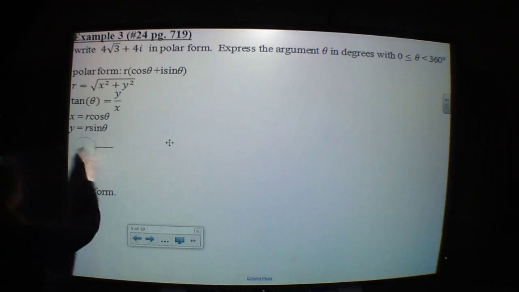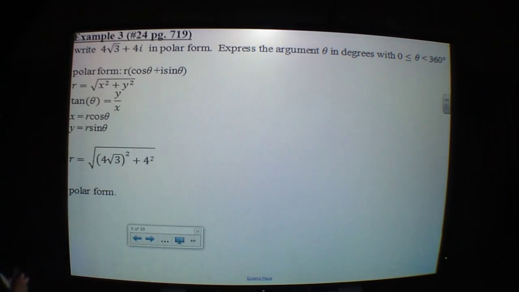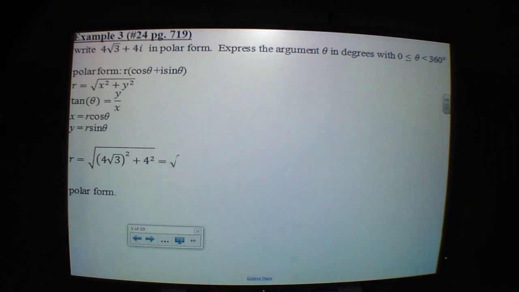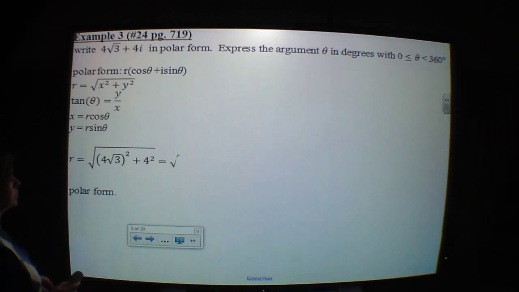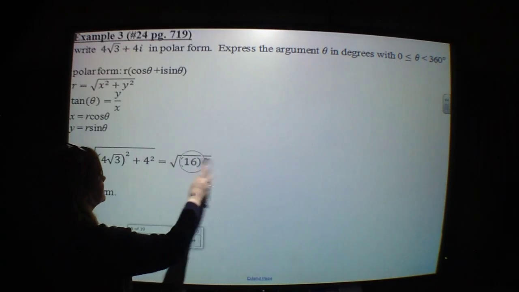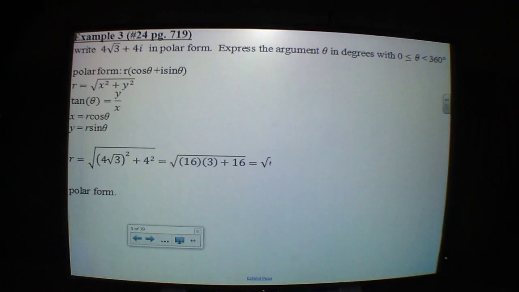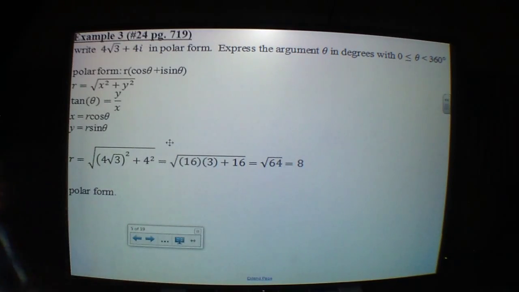So if we were going to do this, we could figure out r first, because here's the polar form. 4 radical 3 squared plus 4 squared. 4 squared is 16. 4 radical 3 squared is 16 times 3, plus 16. 16 times 3 is 48. 48 plus 16 is 64. The square root of 64 is 8.